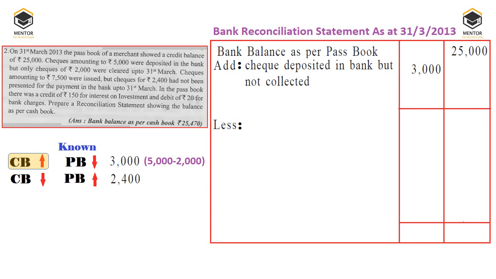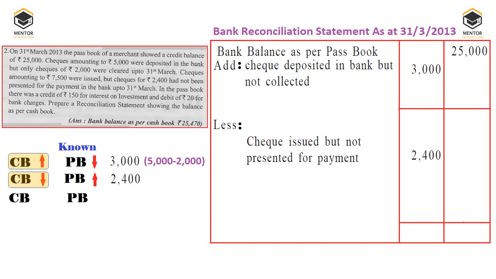So therefore, what we have to do here? 2,400, since it is a down arrow, 2,400 should be deducted. So in less, checks issued but not presented for payment, we will be writing an amount of rupees 2,400. Right? So next item. What is the next one? In the passbook, there was a credit of 150 for interest on investment, and a debit of 20 for bank charges. Prepare a bank reconciliation statement.